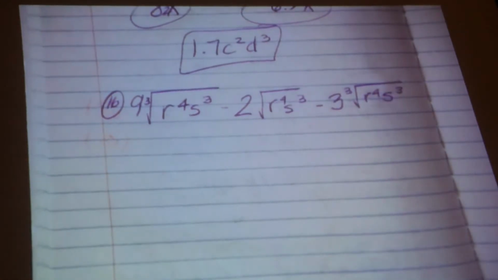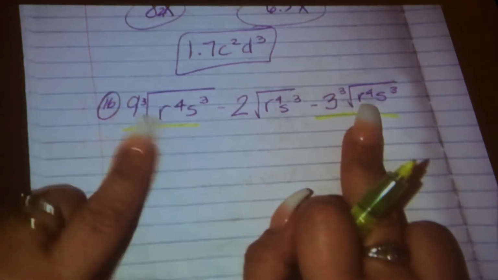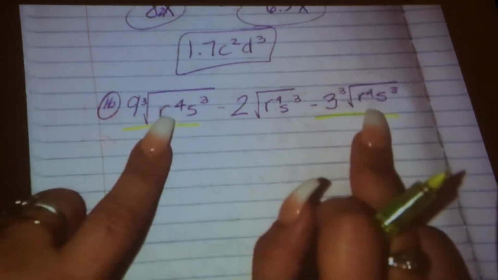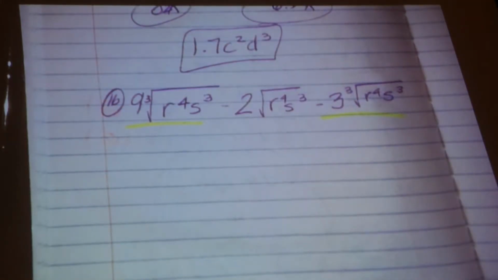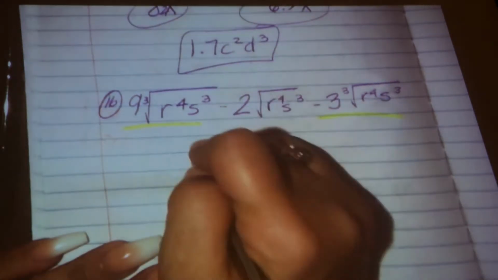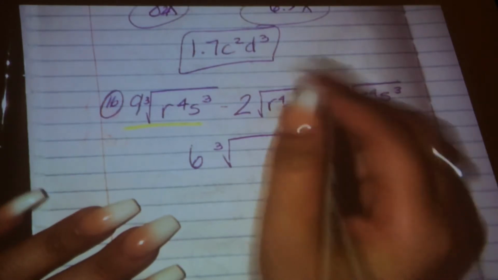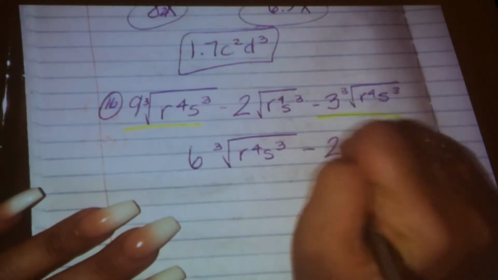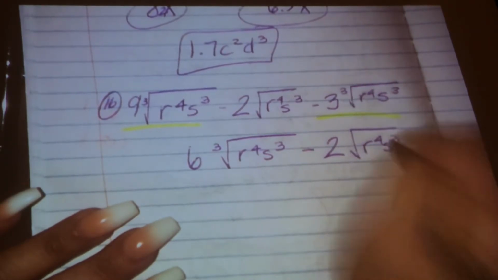This and this are the same terms. Be convinced. There's a cube, there's a cube. There's a root, there's a root. There's an r^4, r^4, s^3, s^3. They're the exact same term. And you're subtracting them. So then I'm going to get 6 cube root of r^4 s^3. And then subtract that from 2 square root r^4 s^3.